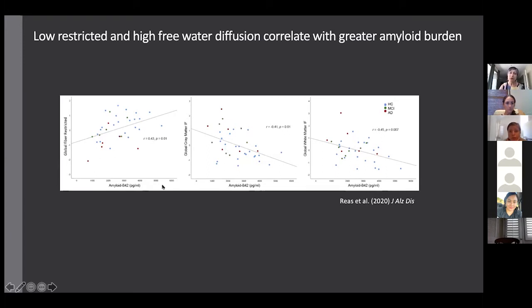So these plots here are showing, on the left, restricted diffusion across all white matter fibers in the brain. In the middle, free water across all cortical gray matter. And then on the right, free water across all cortical white matter. And as you can see, even in this relatively small sample of only 38 participants, we see relatively strong correlations between greater amyloid burden and microstructural injury.